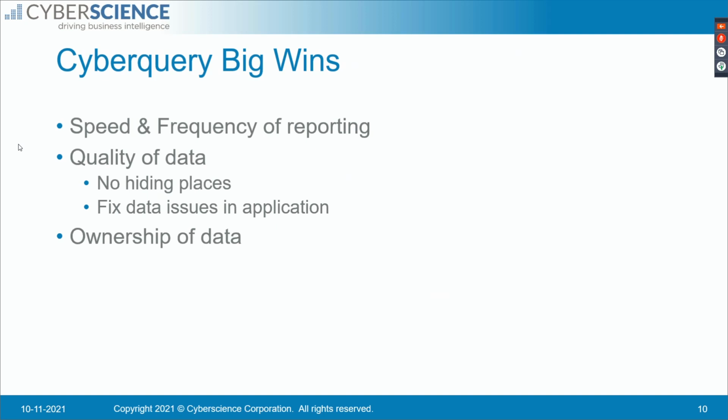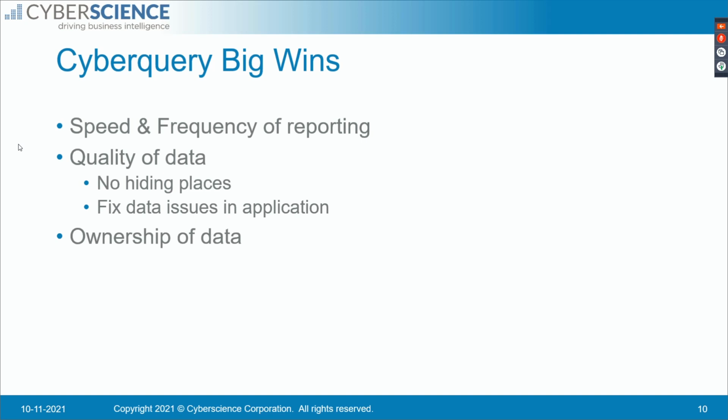So the big wins with Cyberquery: the speed and frequency of reporting. For example, the weekly sales report used to take until 10 a.m. on a Tuesday to manually pull together. It's now published by 7 a.m. on a Saturday. The business can see its pipeline and respond to issues much sooner.